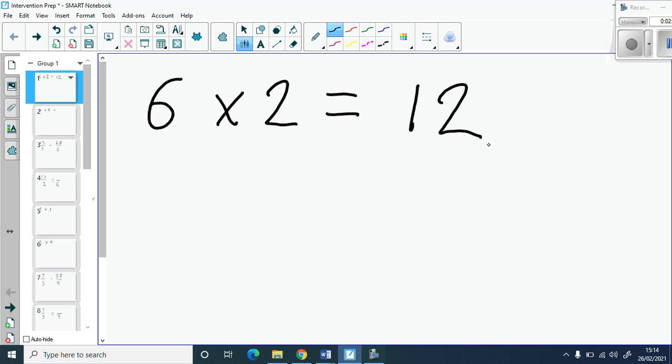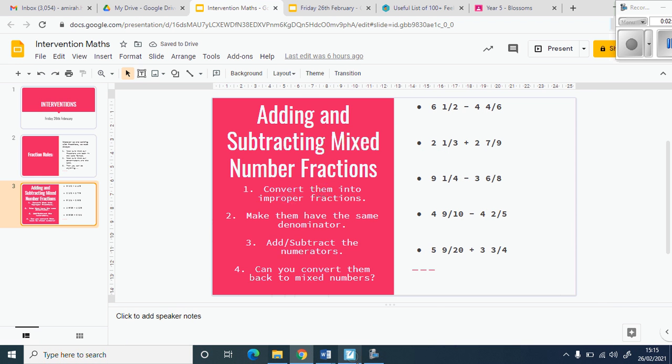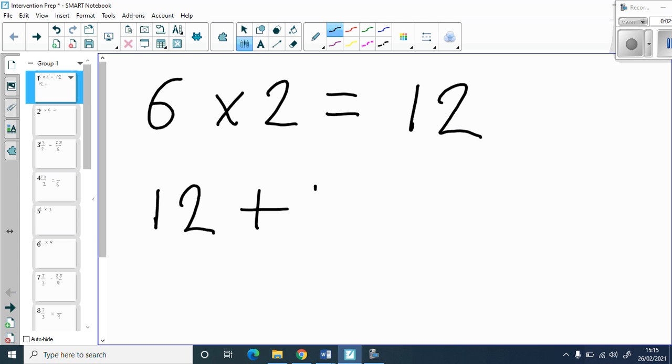Then, as you know, we need to add on our numerator. If we're struggling with this, remember you can watch that video before. Our numerator is 1, nice and easy. So 12 add 1 is 13, and remember our denominator stays the same, so our final answer will be 13 over 2.